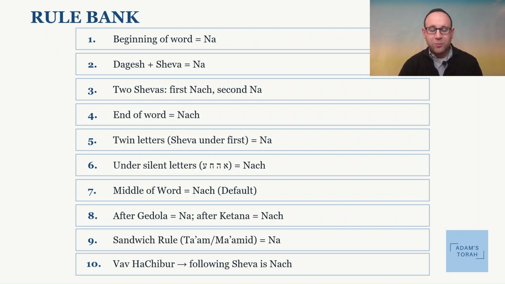Rule number 9 is where we introduce the ta'amim, that if you have a letter with a Sheva underneath it, and it is sandwiched between 2 ta'amim, or sandwiched between a ma'amid and a ta'am, that is going to be pronounced as a Sheva Na. We showed an example of Bechol Levavecha. And finally, the last rule that we're learning is Vav HaChibbur, a Vav at the beginning of the word that means and. It turns into U, and the following Sheva underneath the second letter of the word is a Sheva Nach.